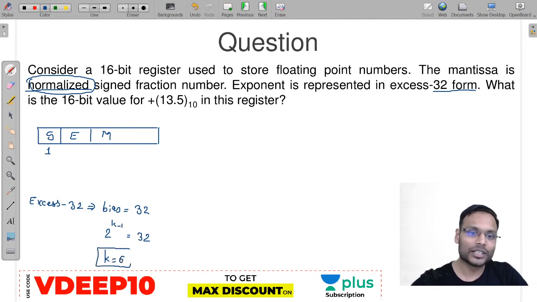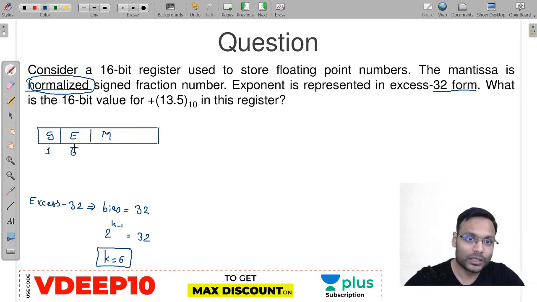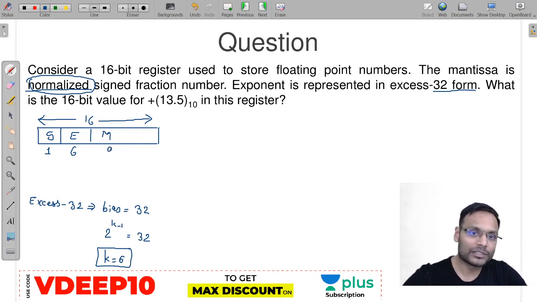अब ये कैलकुलेशन मुझे लगता है आपको समझ में आएगा. 6 bits for exponent. Total 16 bits for entire number. Then how many bits for mantissa? 16 minus 7, 9 bits for mantissa. Simple. ठीक है, आगे बढ़ते हैं.